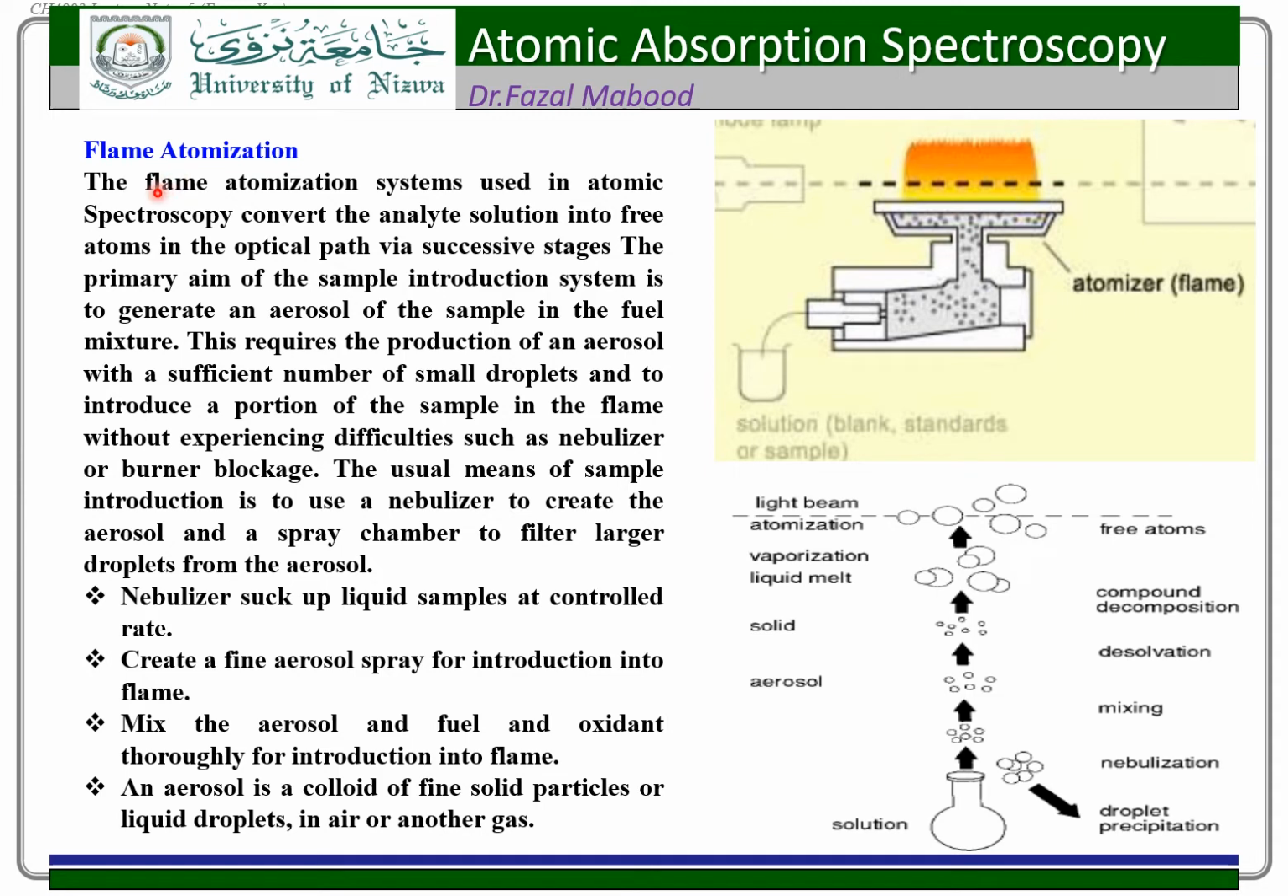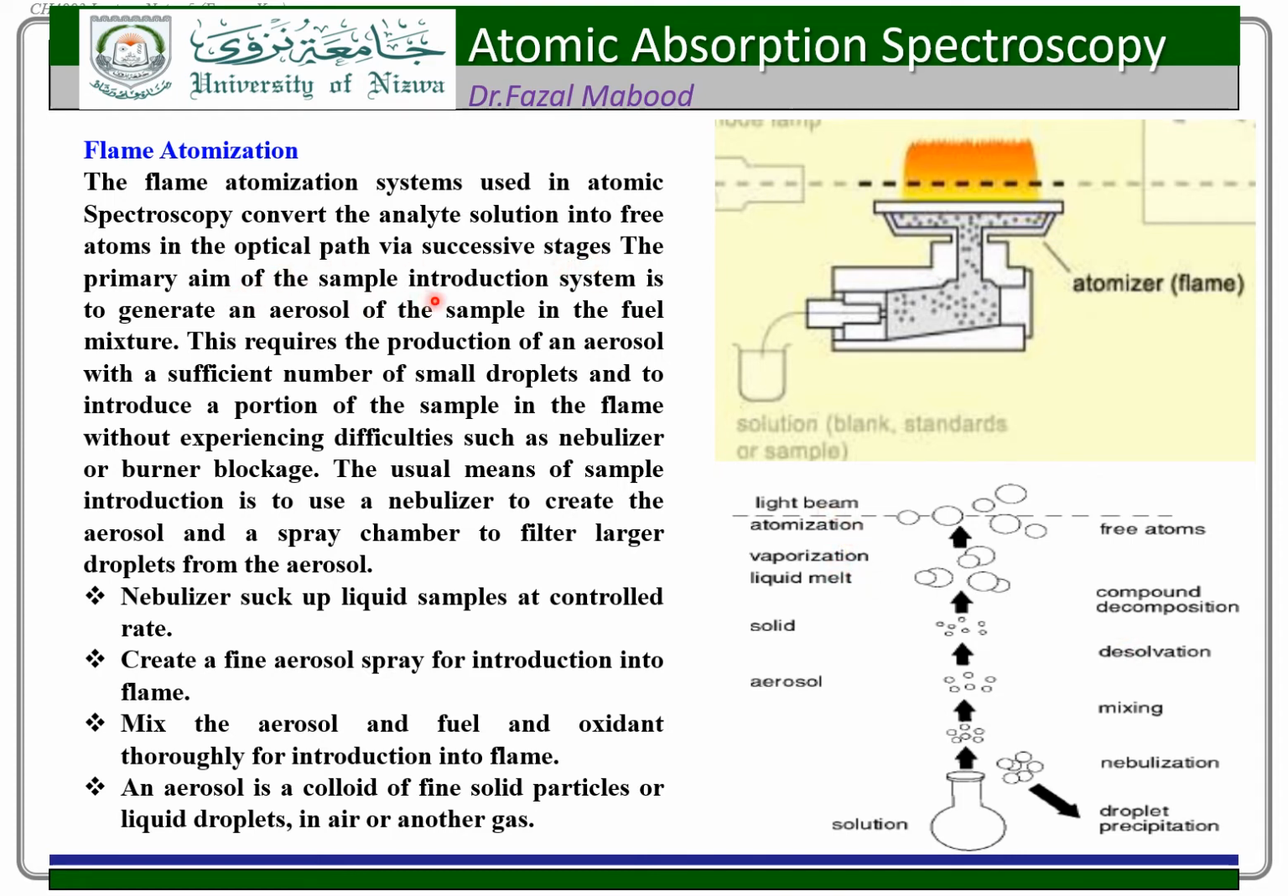Flame atomization. The flame atomization system used in atomic spectroscopy converts the analyte solution into free atoms in the optical path via successive stages. What are those successive stages? Here you see this is the diagram. It shows the flame, and the temperature of the flame is usually around 1500 to 1700 degrees Celsius. There are different stages. The first stage is nebulization, the second is desolvation and mixing, after that is vaporization, and after that is atomization.